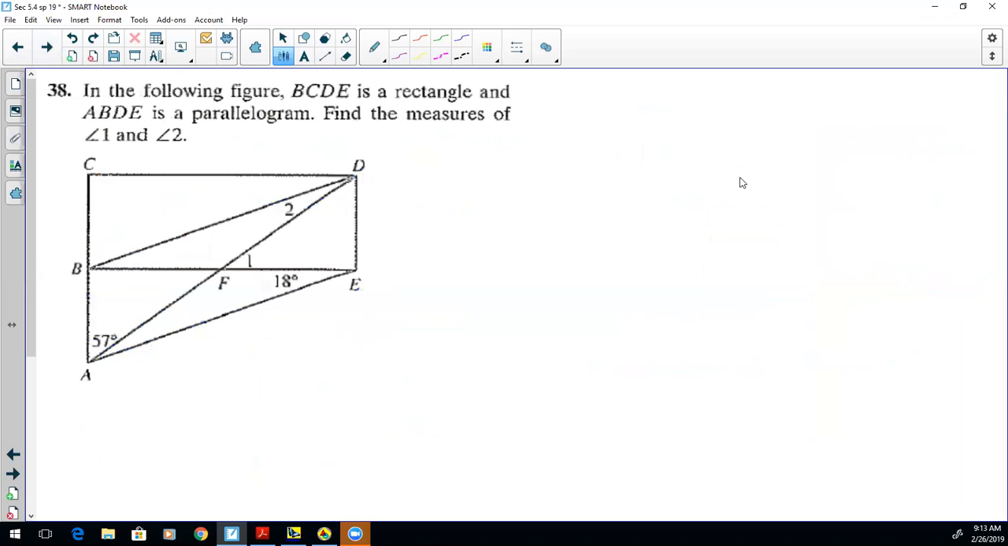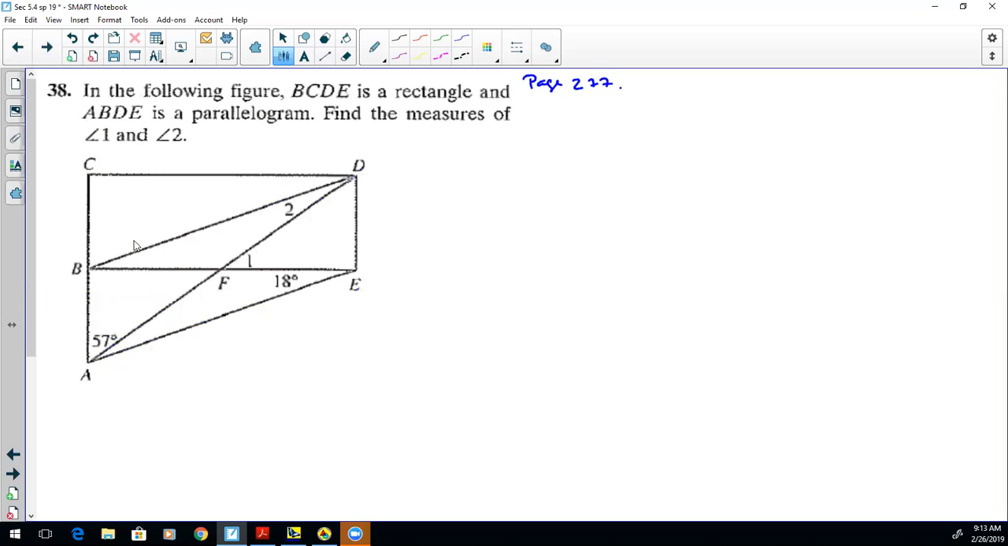Okay, here's an example. This is number 38, and this is page 277. We want to figure out the measures of angle 1 and angle 2. BCDE is a rectangle, so I've got right angles in the corners there. ABDE is a parallelogram. We're going to figure out the measure of angle 1 right here and the measure of angle 2. And we'll do them in that order.